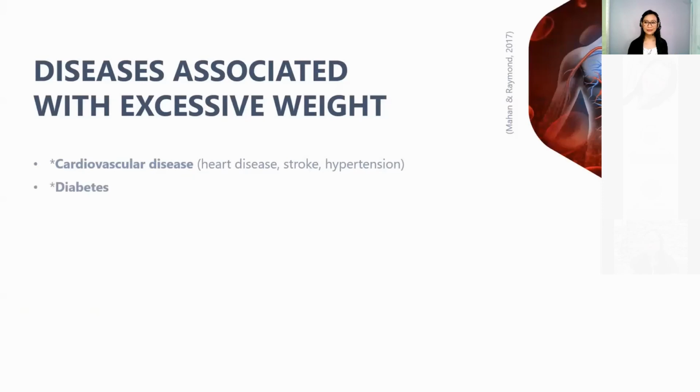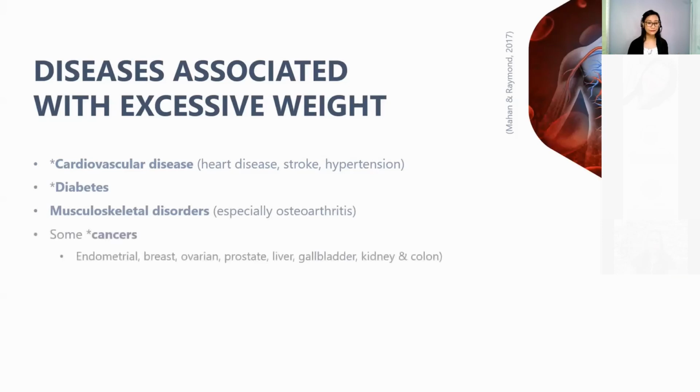Diabetes, no? Karamihan ng mga overweight, meron silang insulin resistance, no? Ang insulin resistance, hindi kagad, maaring merong insulin resistance na tayo, but hindi pa tayo categorized as diabetic. Pero nagde-develop na ang insulin resistance sa katawan natin. Pwede rin tayong maging at risk of musculoskeletal disorders like osteoarthritis or other inflammatory diseases like arthritis. Some cancers like endometrial, breast, ovarian, prostate, liver, gallbladder, kidney, and colon cancer.